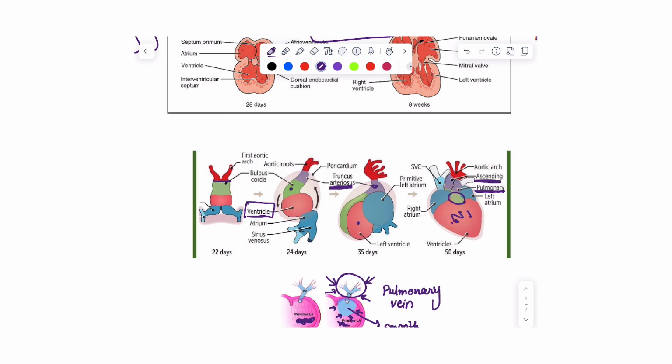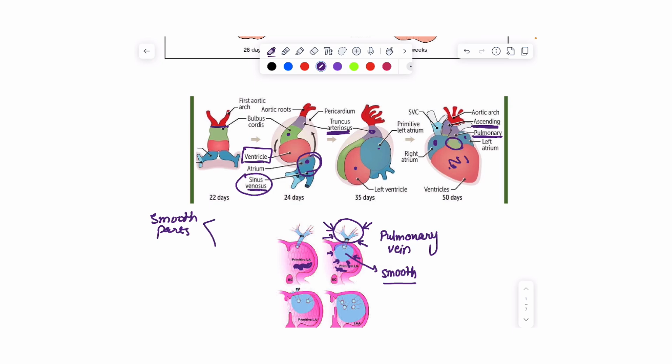Okay, and this was our primitive atria and the sinus venosus. The primitive ventricle is going to give rise to the trabeculated part of the right and the left ventricle, both right and left. This portion was developing into the right and left atrium, but trabeculated parts only, right? The smooth part of the right atrium was going to be developed from this right horn of the sinus venosus, and the smooth part of the left atrium was going to be developed from this pulmonary vein, right?